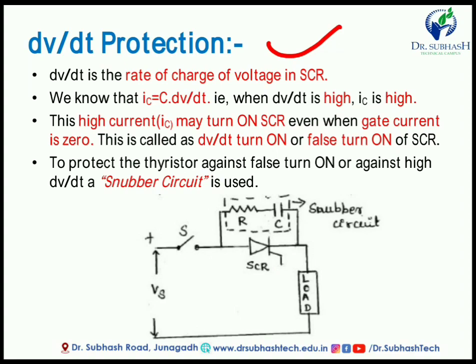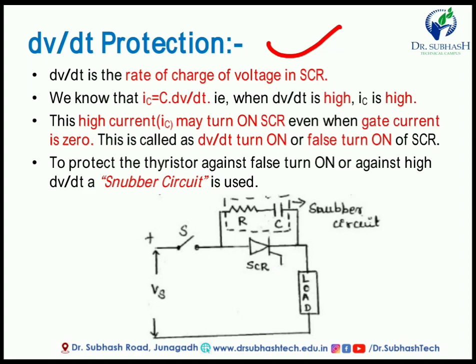when gate current is 0. Whenever we do not apply any gate current or gate signal, but the rate of change of voltage is very high, then due to this high dv by dt, the SCR becomes automatically on without any gate pulse. So we have to protect against this condition.